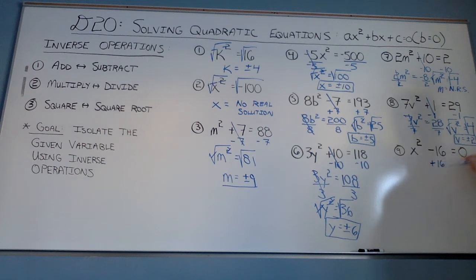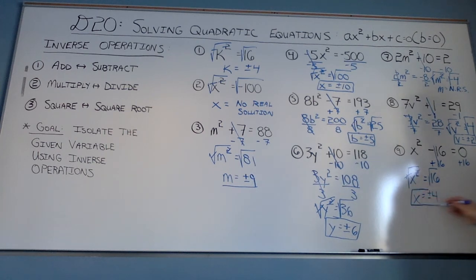The grand finale. We'll get x squared alone by adding sweet 16 to both sides. X squared will equal 16. We'll undo squaring by taking the square root. Square root of 16, all possible solutions, 4 and negative 4.